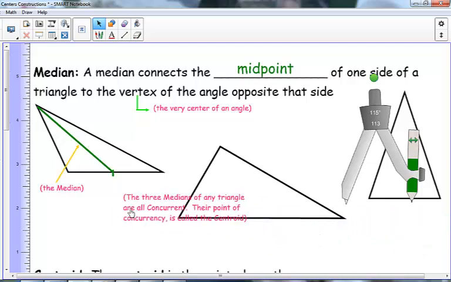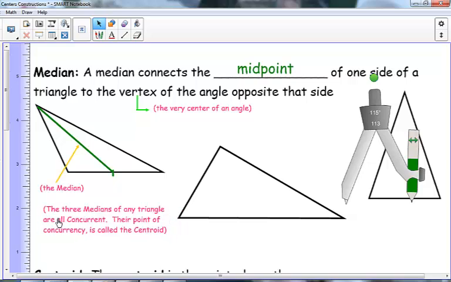Wonderfully enough, all three medians of any triangle are all concurrent. Remember, that means they all meet at the same point. So if I were to construct the median, let's say I found the midpoint of this side and then connected it to the vertex opposite it, and then I went ahead and found the midpoint of this side and connected it to his opposite vertex, guess what? They would all meet right there in the middle at their point of concurrency. This point just happens to be called the centroid.